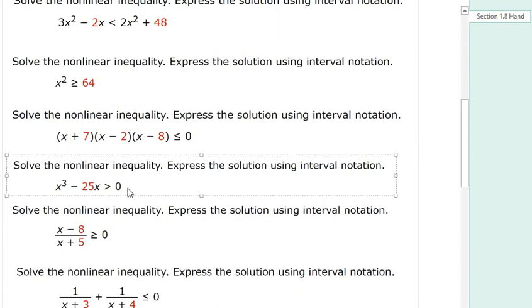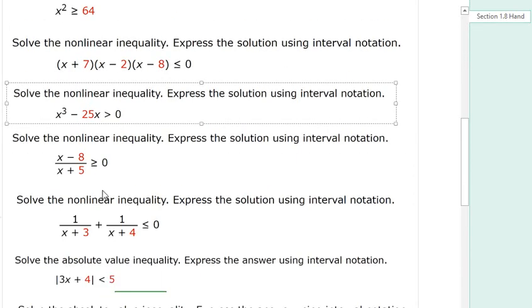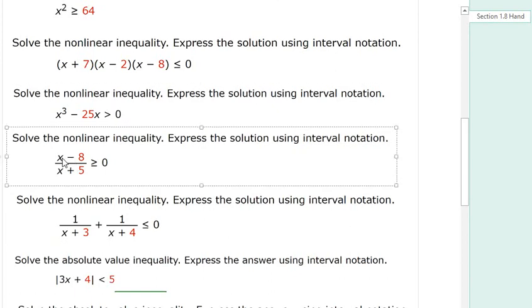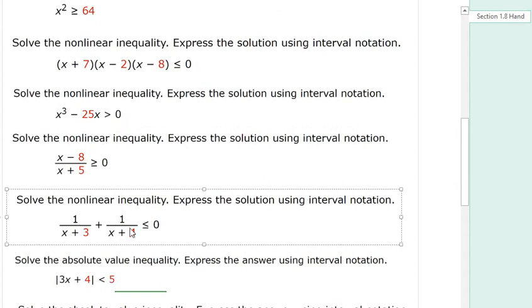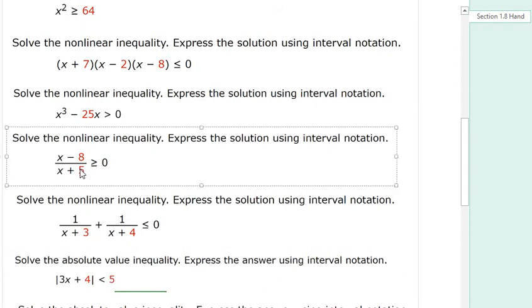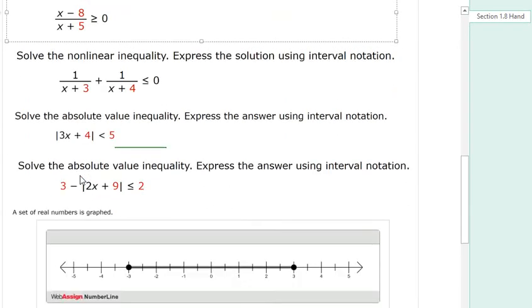This is the same thing, except you got a factor. The nonlinear inequalities like this one, these are rational inequalities. You've got to write something like this with one term first. So you'd have to get common denominators and write it like this, and then do your testing of points.